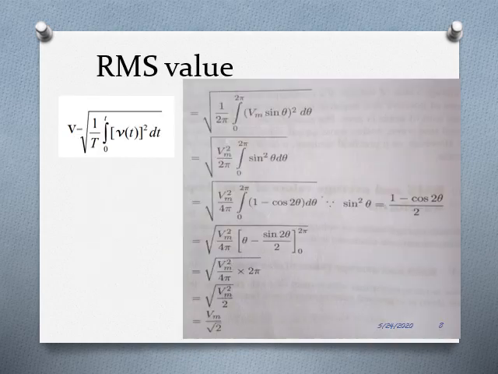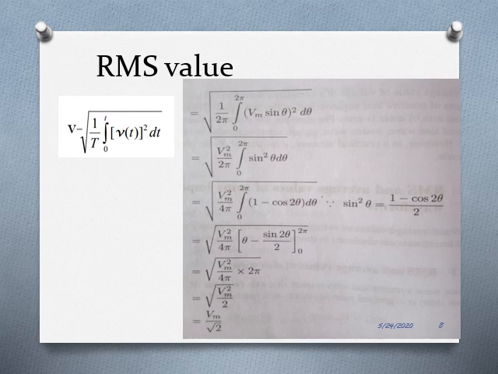Now the calculation part, RMS value. The equation, as you all know, V is equal to square root of 1 by T integral 0 to T V of T the whole square dt. Now substitute here for the time period and the function. So the equation becomes square root of 1 by 2 pi integral 0 to 2 pi Vm sin theta the whole square with respect to d theta.